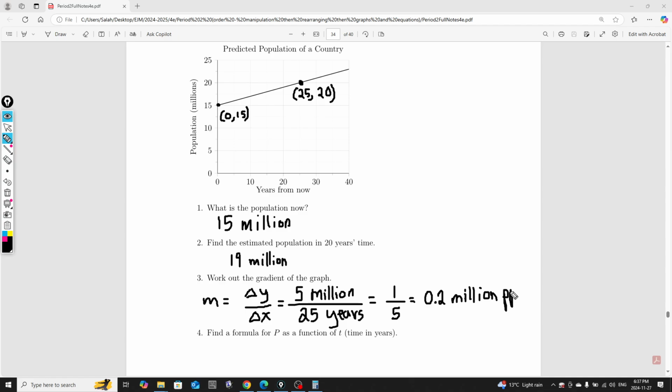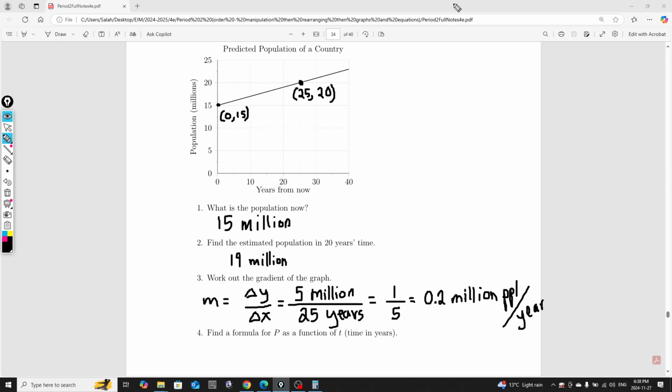I'm just going to write PPL for people per year. So that literally just means that every year the population is increasing by 0.2 million people. Okay, so that's what that means. All right, now find a formula for P as a function of T, time, in years.